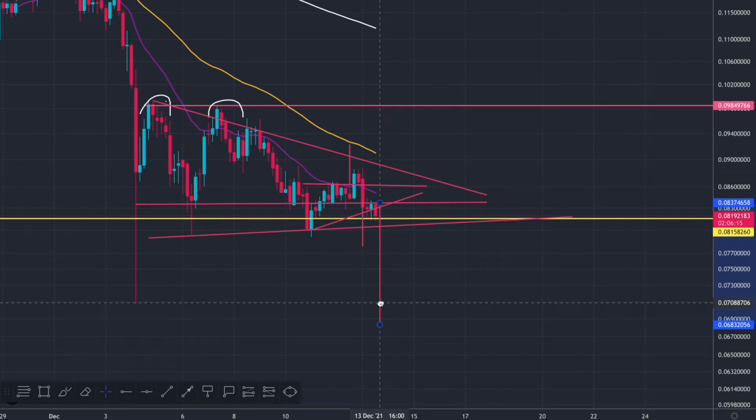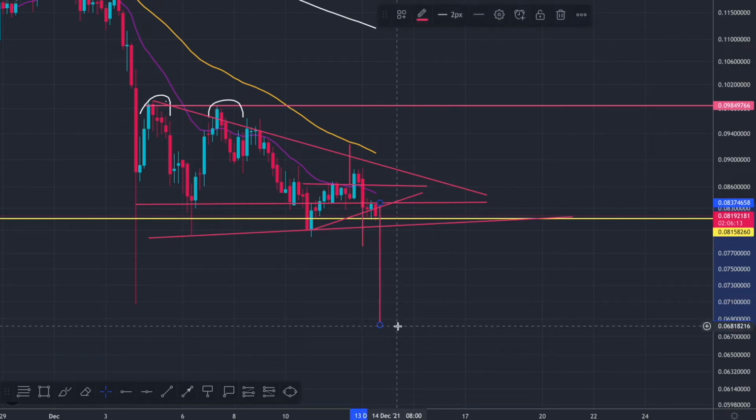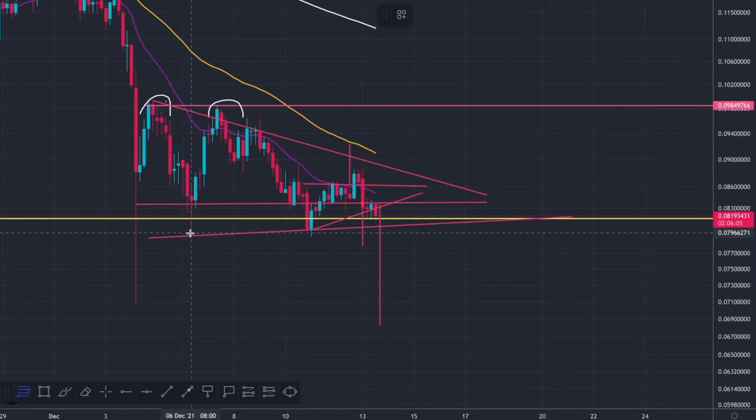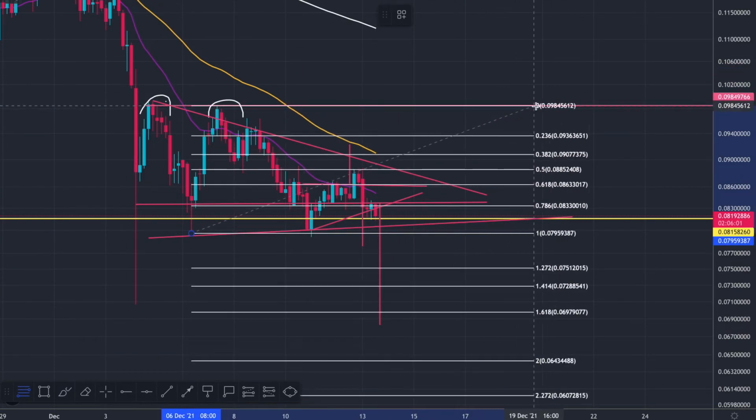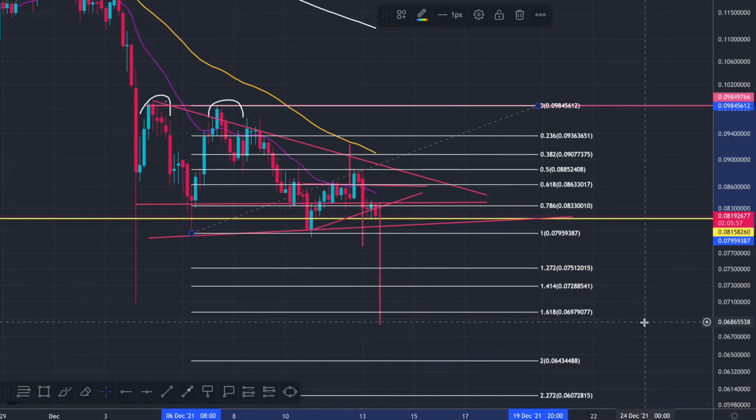So if we do continue the break, that's taking us down to $0.68. But let's add some fibs on and see where that takes us. I'm just going to add some bigger fibs this time, here to here, swing low to swing high once again. Okay, so this target does actually take us down below the 1.618, which is obviously a very significant fib level.